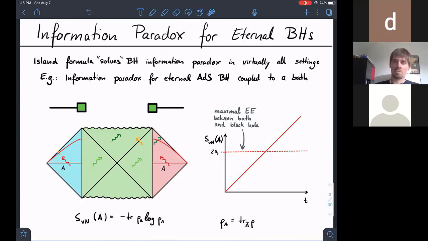And I'll do this in some particular setting, which will also appear later in the talk, namely the setting of an eternal asymptotically anti-de Sitter black hole, which is coupled to a bath. So from a holographic point of view, what I can consider is a theory where I have some quantum field theory living on a line or maybe a higher dimensional space, which is rigid, and that's coupled to a conformal quantum field theory, which is holographic at its boundary.